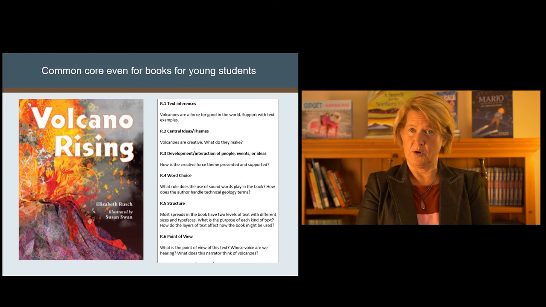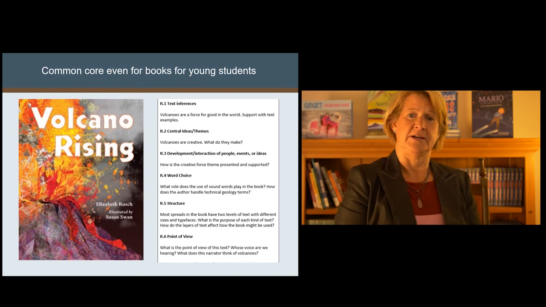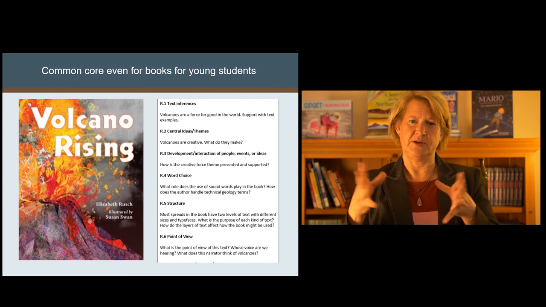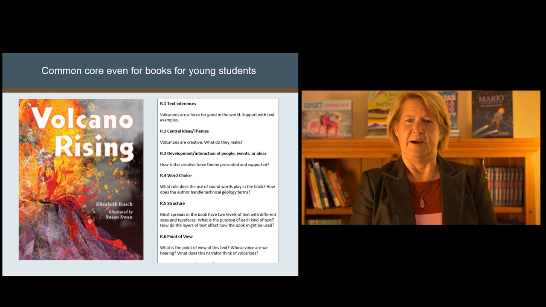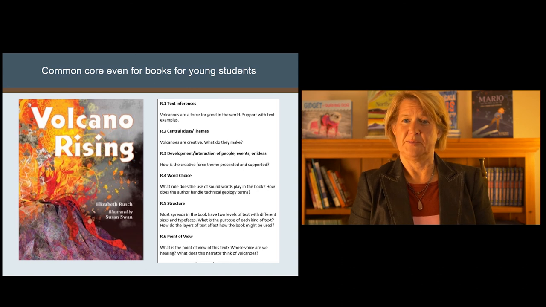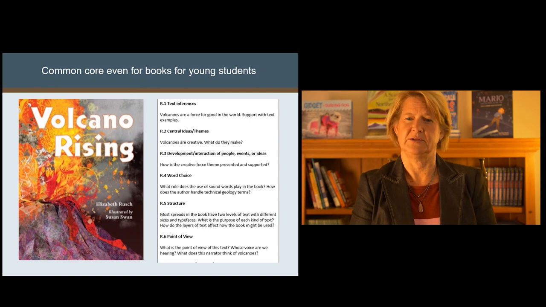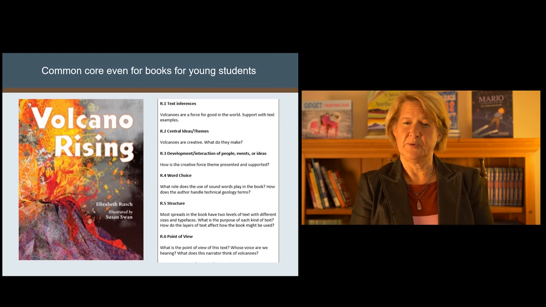There are some Common Core guides, even for books for the very youngest students. So for Volcano Rising, the guide talks about text inferences, that volcanoes, the book is basically about volcanoes are a force for good in the world, support with examples from the text. And then a central idea or theme is that volcanoes are creative, and what do they make is a question you can ask students.